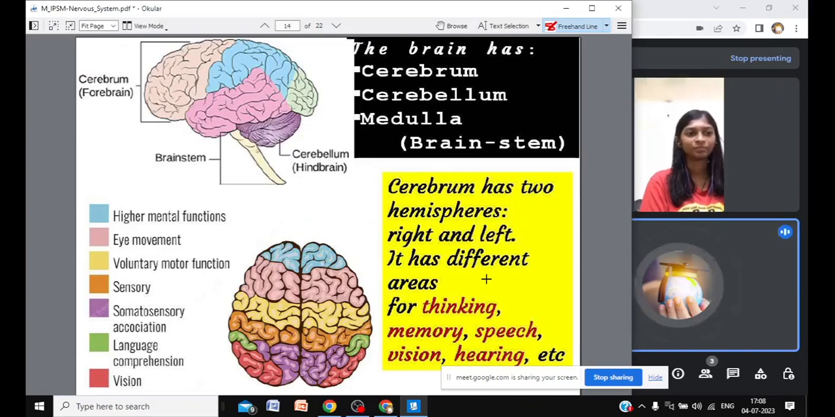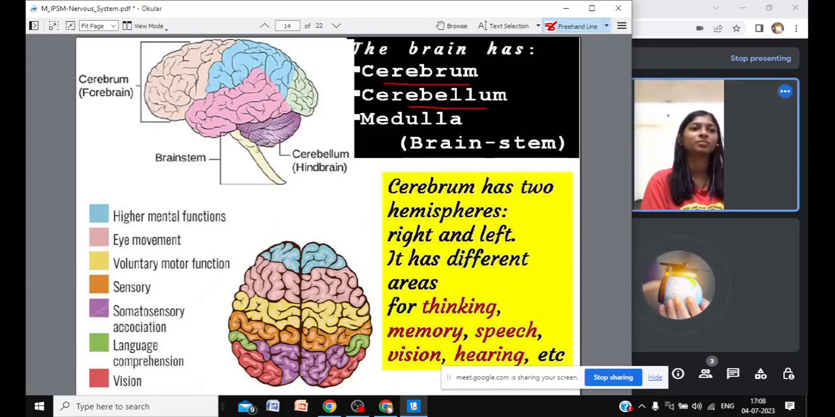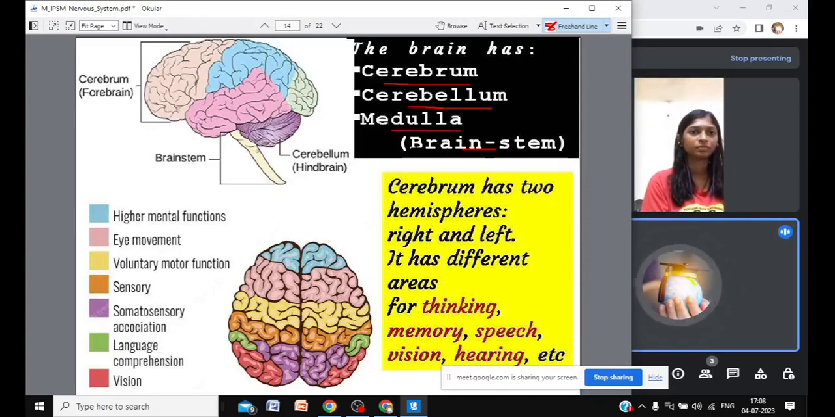Now here we come to the brain, the parts of the brain. What is the first part? Cerebrum, also called the forebrain; cerebellum, also called the hindbrain; and the medulla, the brainstem. There is a midbrain, but that is not in their book. So the forebrain, the cerebrum, and behind you have the hindbrain, the cerebellum part at the back, and from here comes the brainstem, which will join with the spinal cord.